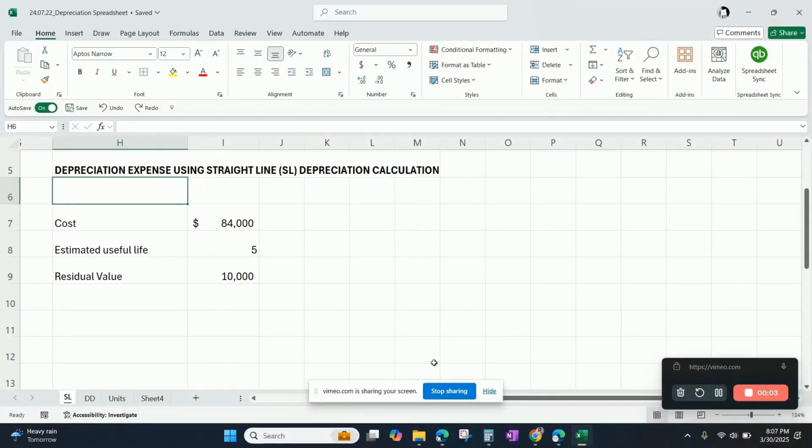Hi, in this example, I want to help you understand how to calculate the depreciation expense using the straight line method. There are three methods. We're going to go through each one of them one at a time, starting with straight line method.